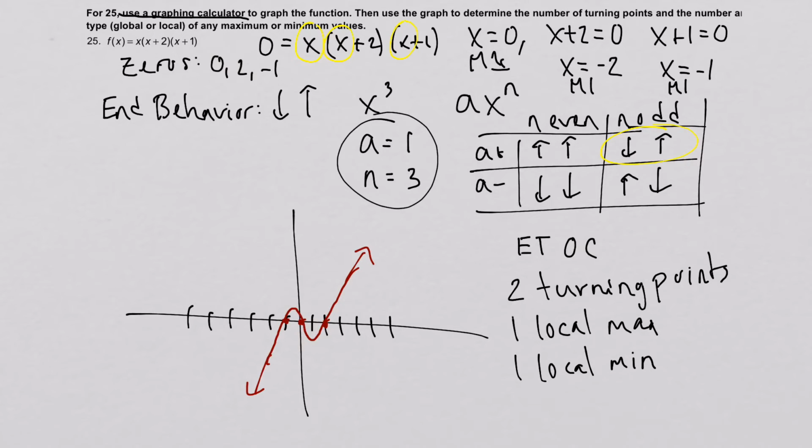What about global maximums or minimums? Maxima or minima? There aren't any, right? This graph will keep going forever in the positive direction and in the negative direction. So it will not have any global max or global min. Okay? So we're going to put no global max / min. There aren't any. So that's it. 2 turning points, 1 local max, 1 local min, no global max or min.